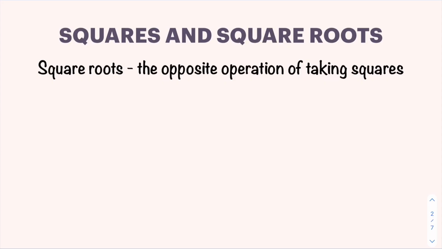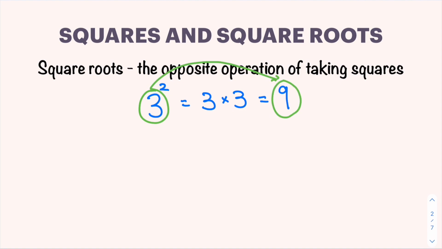It's probably best to understand square roots as the opposite operation of taking squares. For example, let's say that you have the number 3 and you're taking the square of it. That means that you are multiplying that number by itself twice. 3 times 3 is 9. So when you take the square of the number 3, you get the number 9.